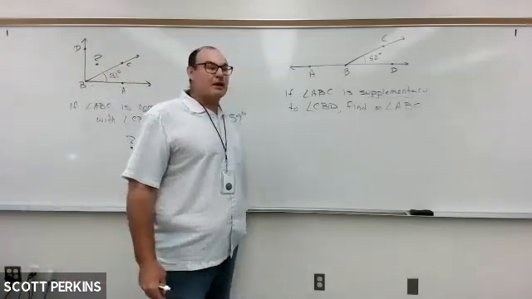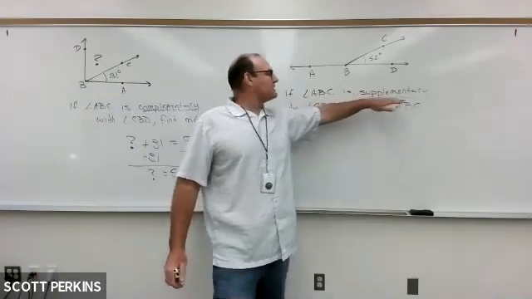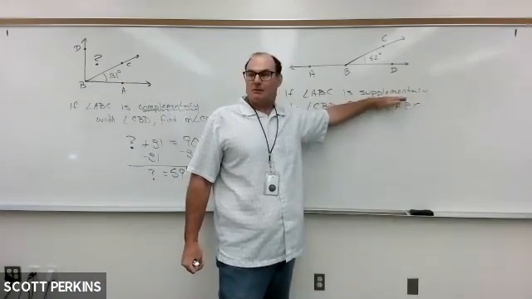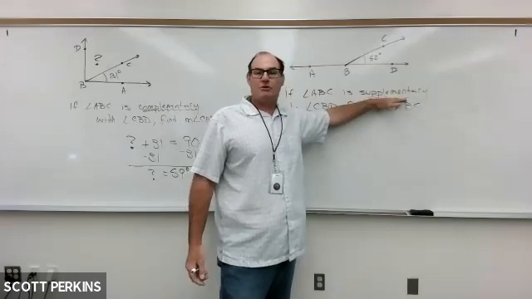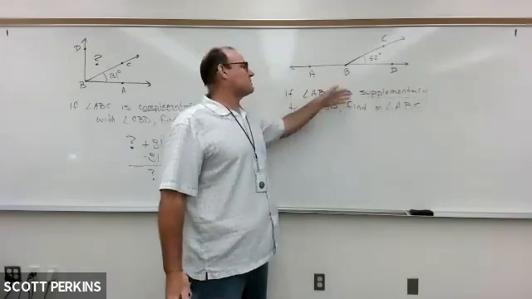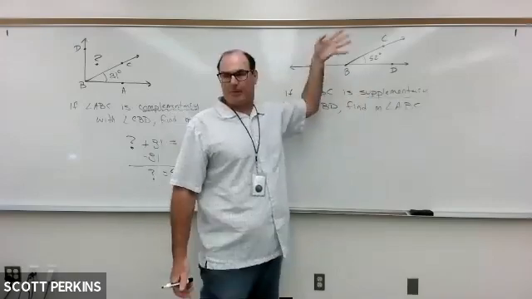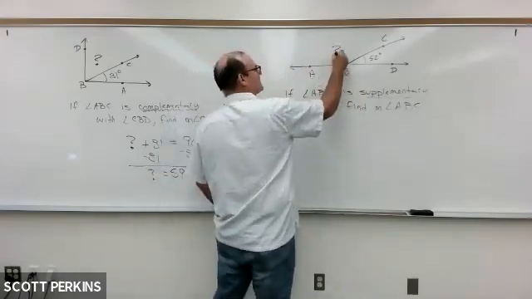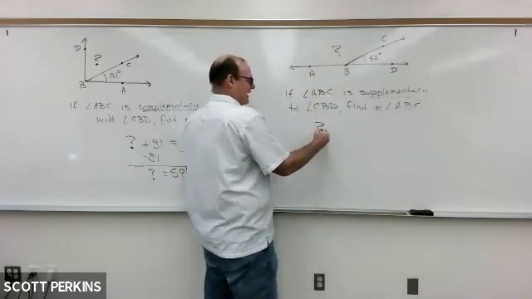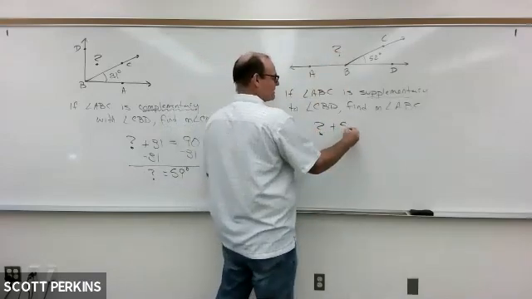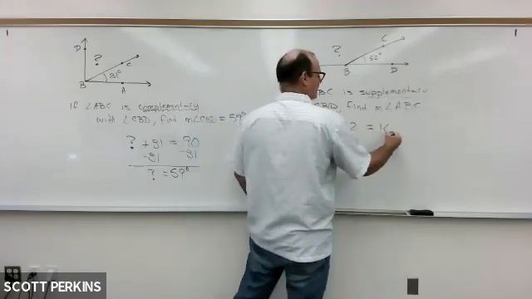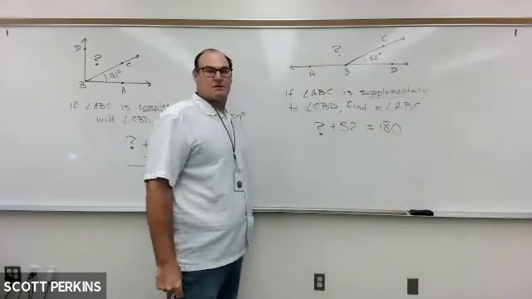All right, I know you've got your picture, but the word supplementary tells me what about the angles? They add up to 180, okay? I do want you to remember those words. Some of the problems in the book, they don't draw the picture for you. So I want you to remember that. So I'm again looking for this angle right here. So the angle that I don't know plus the 52, I'm adding up the two angles, and I'm told that's equal to 180 degrees.